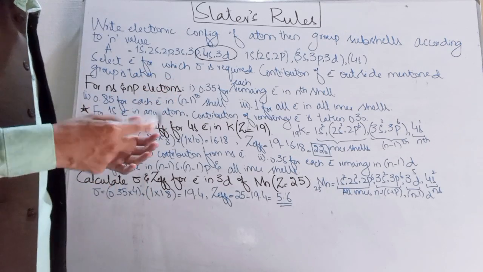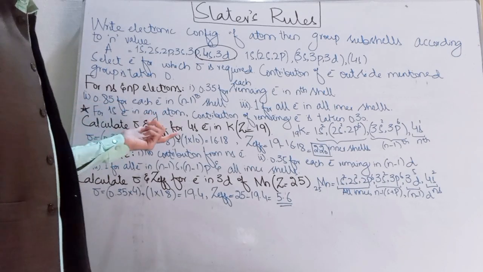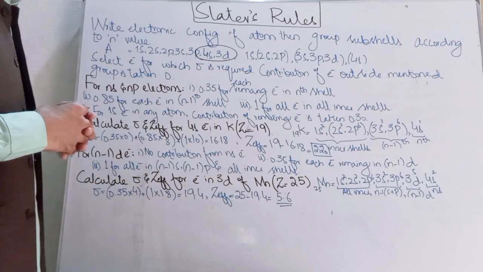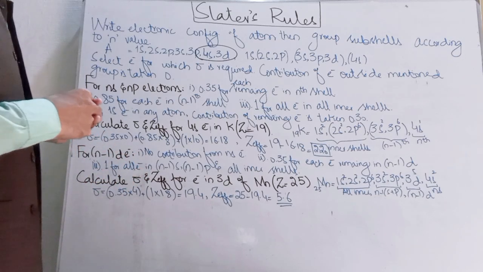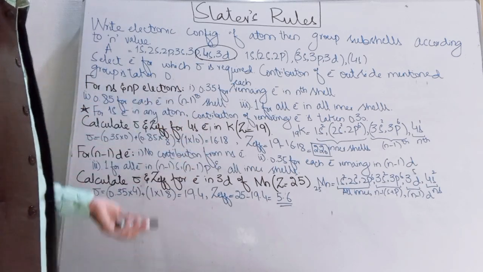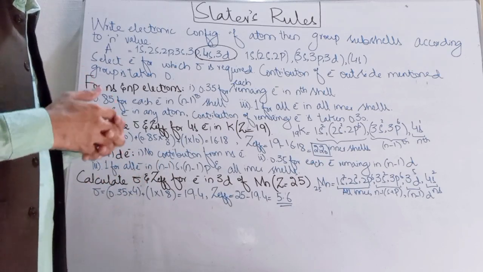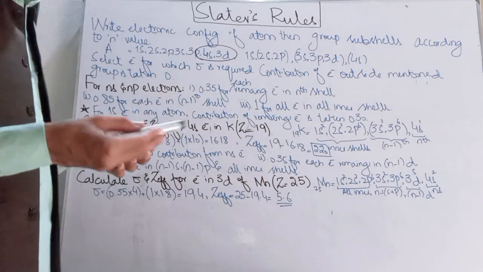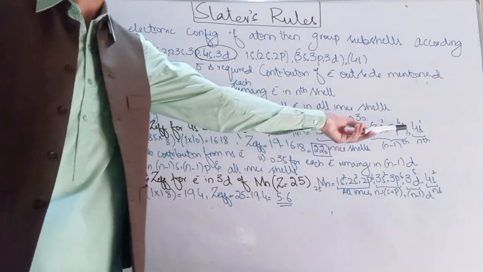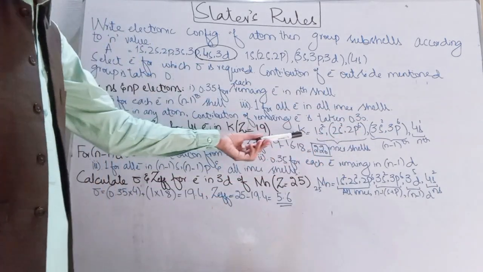Here's an example that would show how to calculate the value of sigma for ns and np. We are taking the example of potassium. Calculate sigma and Z effective for the 4s electron in K, that is potassium. So we are calculating the sigma value for 4s, which falls in this category. First of all, we have to write down the electronic configuration of potassium, then group the shells according to the value of n, as we did. So this is 4s, that is the nth subshell, then the n-1 shell and all the inner shells.